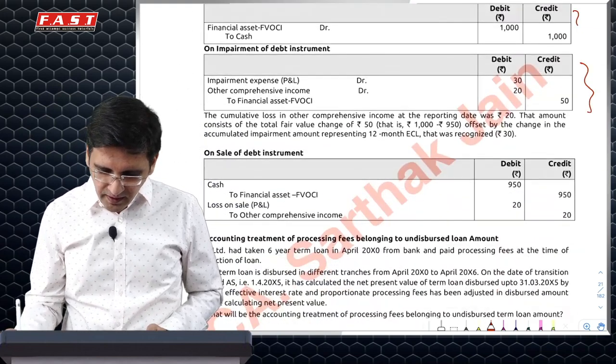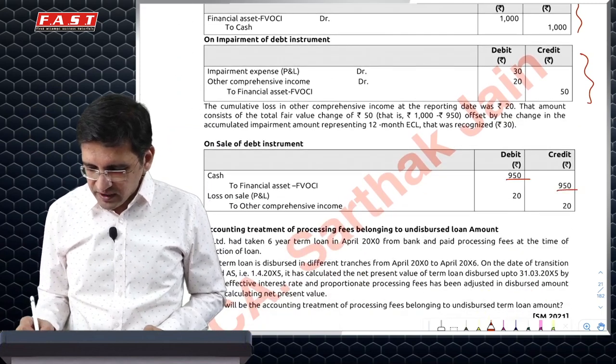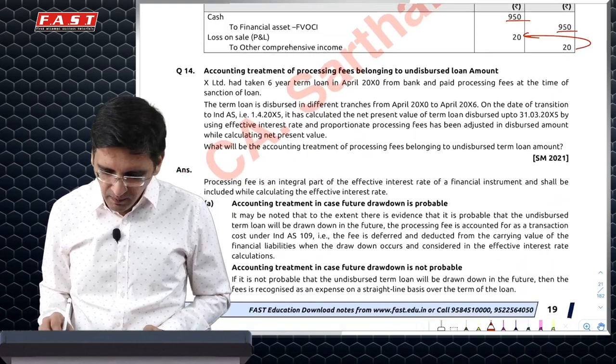That's about it. Then it says we have also sold it at 950. So when you sell at 950, carrying amount was 950. The 20 in OCI will be reclassified to P&L because it is FVOCI.